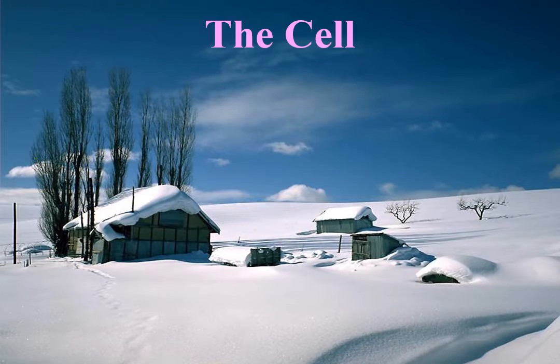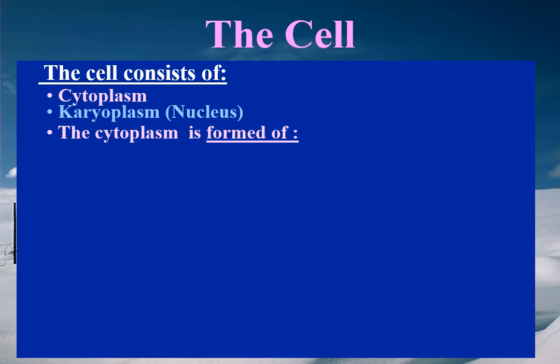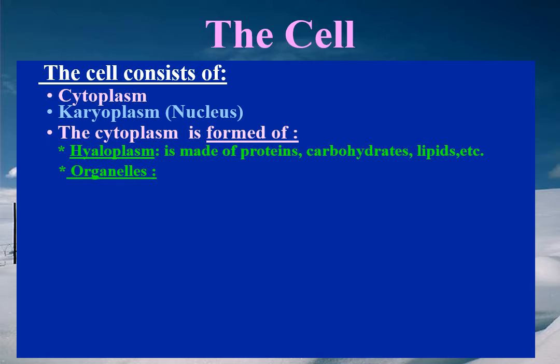The cell is a mass of protoplasm which consists of two major components, the cytoplasm and karyoplasm or nucleus. The cytoplasm is formed of hyaloplasm, which is a viscoid colloid mass composed of proteins, carbohydrates, lipids, etc. Embedded in the hyaloplasm are organelles and inclusions. Organelles are metabolically differentiated active units of the cytoplasm, and they are of two types.